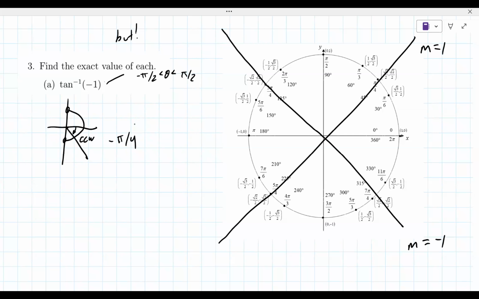That's what I'm trying to say. That's why it's so important to know this unit circle, if you want to do well in these courses. It's that important, especially in this one.